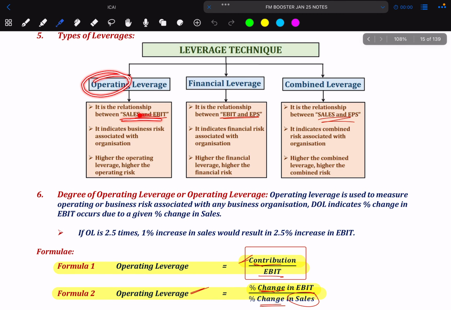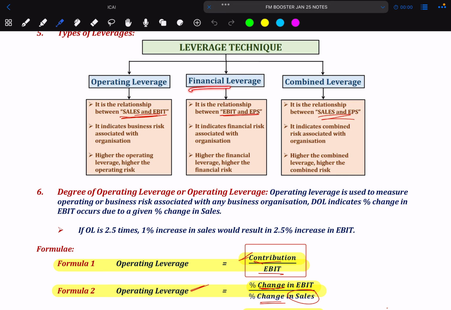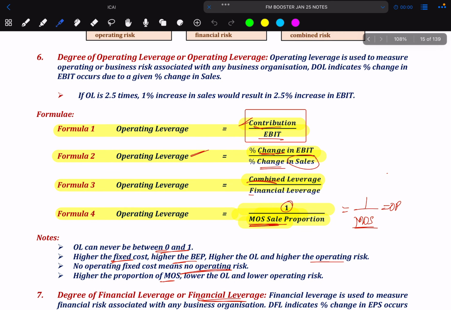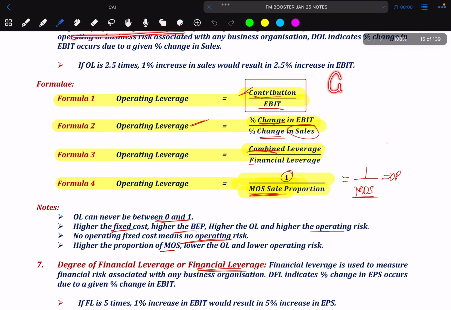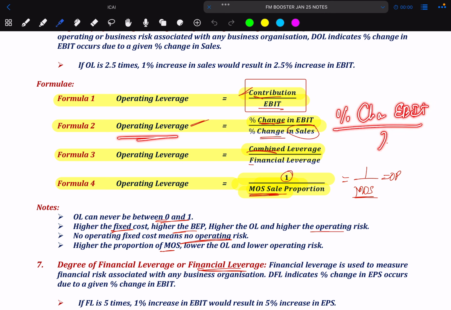Operating leverage is a relationship between sales and EBIT. Financial is EBIT and EPS, and combined is sales and EPS. Just remember this. When it comes to operating leverage, the first one is contribution divided by EBIT. You know this, Romit. And the next one is when it comes to changes: the percentage change in EBIT and the percentage change in sales. So same, this EBIT comes above, and in case of contribution that goes up to sales.